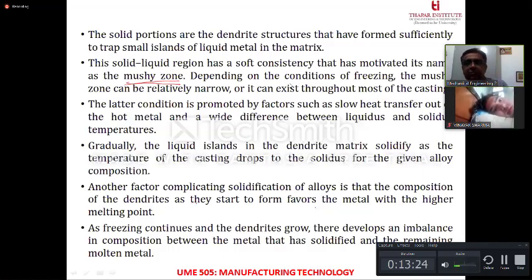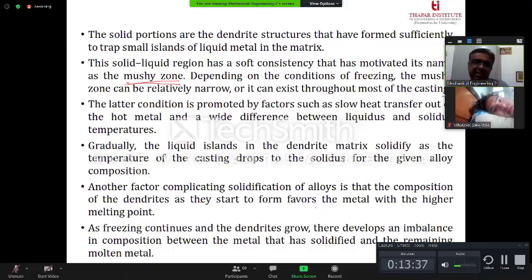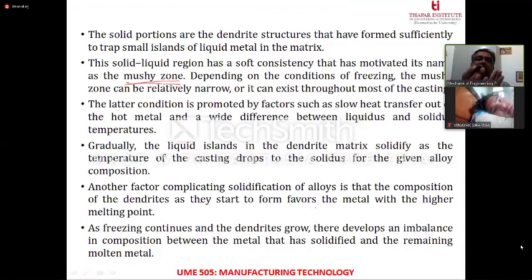Another aspect is that when the dendritic structure develops, it hides some amount of molten metal underneath it, which solidifies later on. When you have more heat coming out of the system, the dendritic structure is definitely going to be more refined as compared to the short heat transfer, where more heat is being transferred out. As a result, you get more energy out of the system very fast. The imbalance between the metals that are solidified also defines the type of structure that you are going to have after the solidification process.